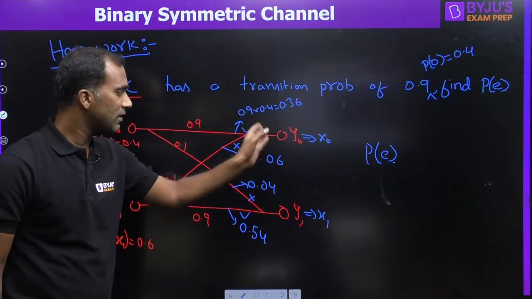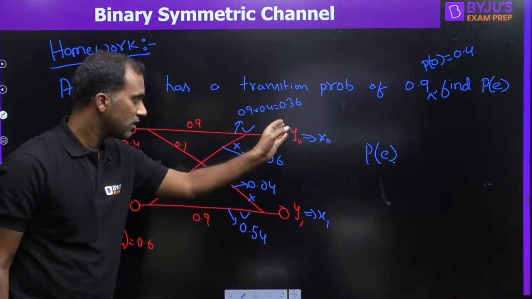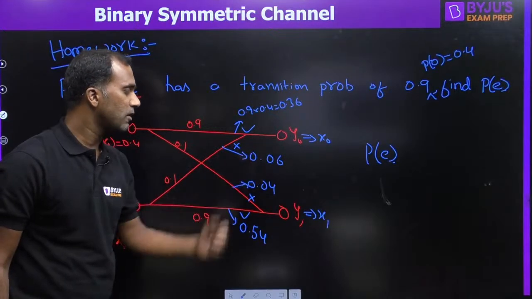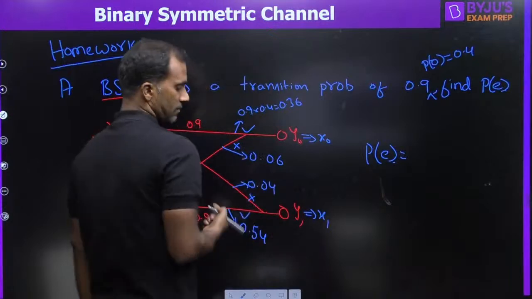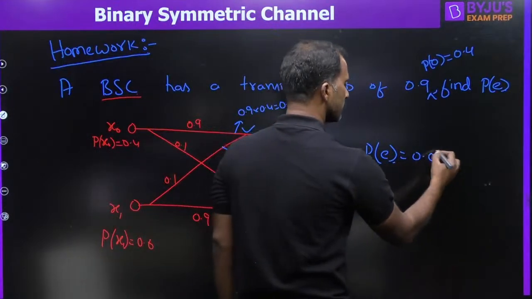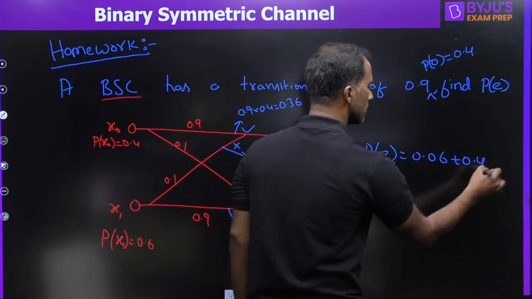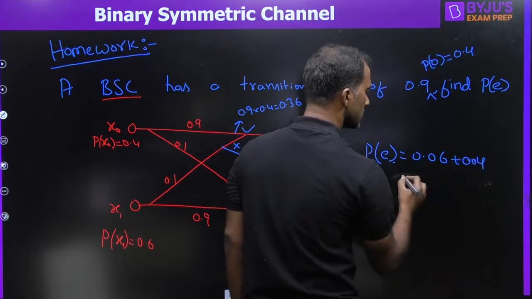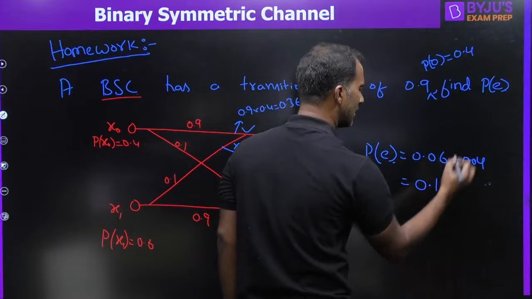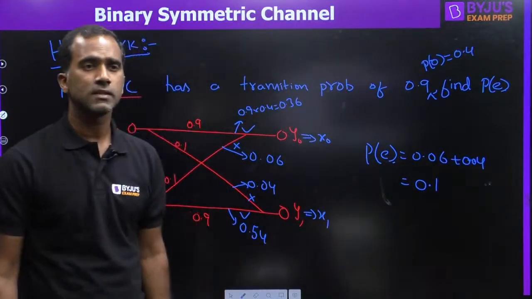And here, when you are making a decision on y0, you are making an error with a probability of 0.06. Overall, y0 and y1 together, we are making an error of 0.06 plus 0.04, which is equal to 0.1. That is the answer.